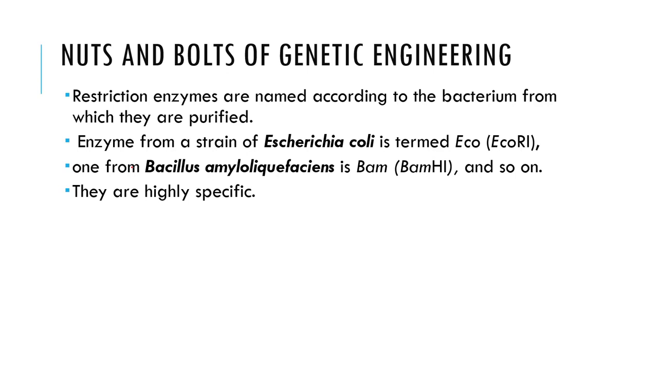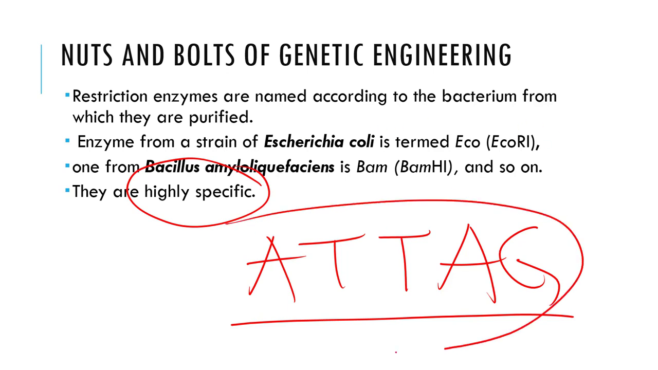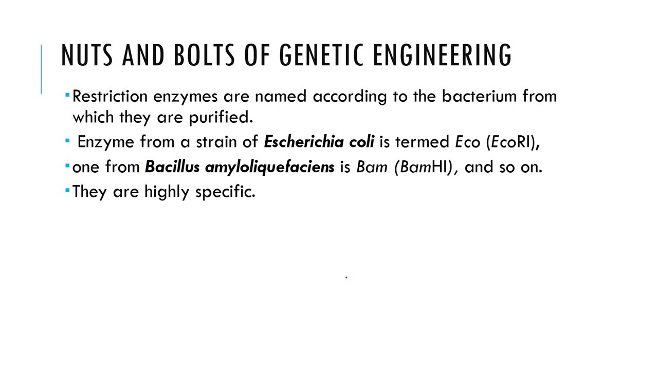Now, as far as the action of the restriction enzymes is concerned, as this statement says, their action is highly specific. They would act on a particular sequence of bases in the DNA, for example, A, T, T, A, G. This is just a fictitious example. So any one enzyme, say it is EcoRI, would act on a very particular sequence in the DNA and not others. So they are highly specific.